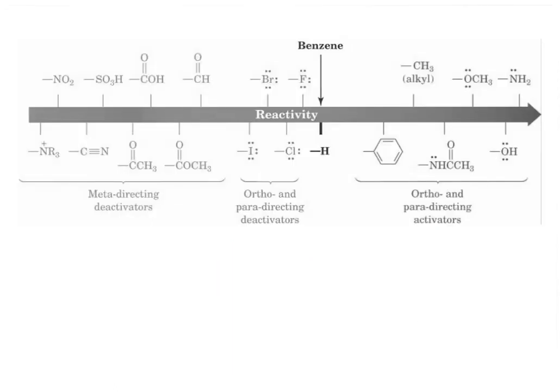In the table of directing effects, we will find the alkyl group. Our groups, alkyl groups, are right here. We confirm that an alkyl group is an activating substituent that directs substitution to para and ortho positions.